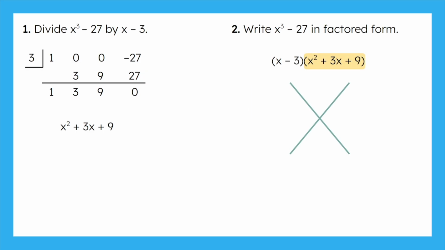Using the x method, I multiply a times c to get 9 up here, and b, which is 3, goes here. Are there any factors of 9 that can combine to equal 3? Nope. That means that this trinomial is prime and cannot be factored further. So x minus 3 times x squared plus 3x plus 9 is the factored form of x cubed minus 27.